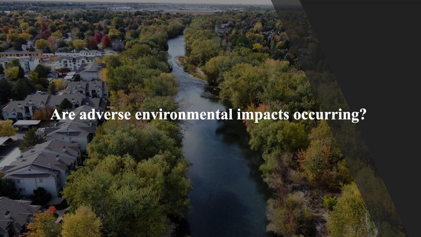Something that should be made very clear is just because suburban and exurban sprawl might be occurring in a given community, it does not necessarily mean adverse environmental impacts are occurring within that same community. And this brings us to our second research question. Now that we've established where exurban and suburban sprawl are occurring in Bend, Boise, and Bozeman, are there any adverse environmental impacts occurring as a result of these growth patterns?